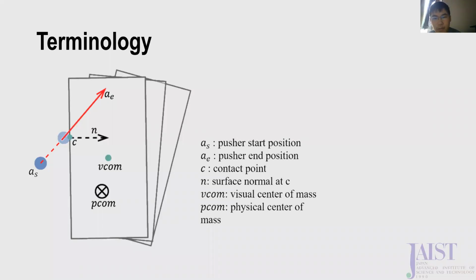Before diving into the proposed method, first I will introduce the terminologies used in this work. A pushing action can be defined by the start and terminate position of the pusher. C represents the contact point and N is the associated surface normal. In order to distinguish the center of mass, we use VCOM and PCOM. VCOM is measured directly from the image. However, PCOM is an intrinsic parameter of the object, so it cannot be measured directly from the image.